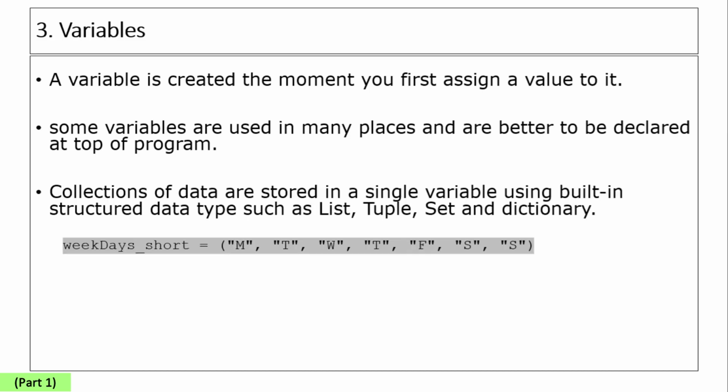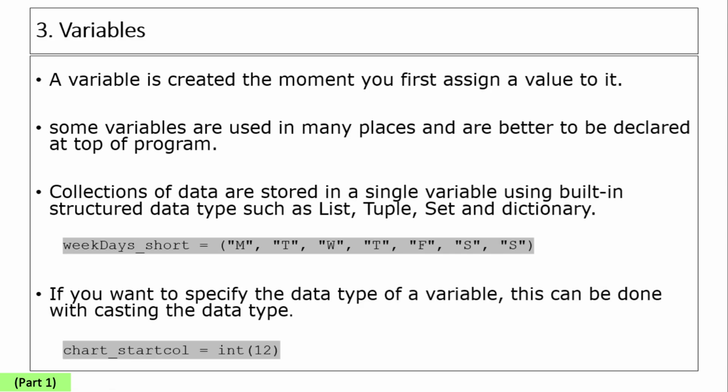Multiple items, collections of data, are stored in a single variable or constant using Python built-in data types such as list, tuple, set and dictionary. One example is WEEKDAYS_SHORT, consisting of the first letters of the 7 weekday names contained in a tuple. You can access a tuple item by referring to the index number inside square brackets. WEEKDAYS_SHORT[2] evaluates to W.